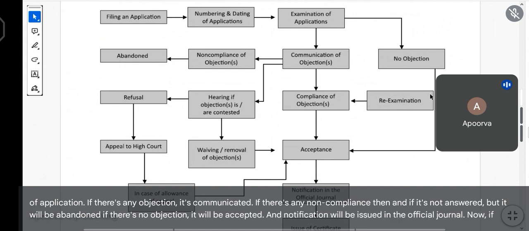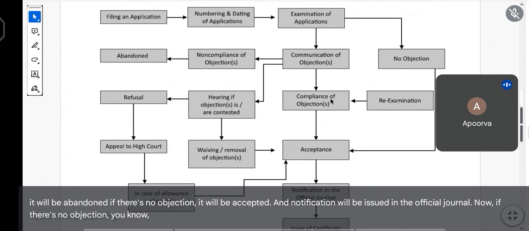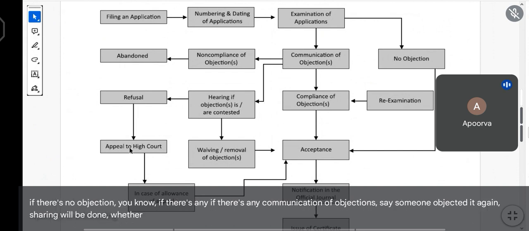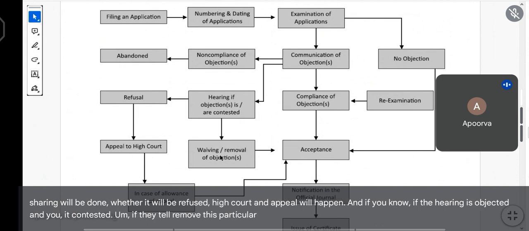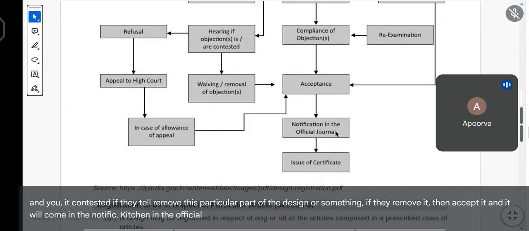Now, if there's any communication of objection, say someone objected to it, again, a hearing will be done. Whether it will be refused, High Court, and appeal will happen. And if the hearing is objected and you contested, if they tell you to remove this particular part of the design or something, if you remove it, then they accept it, and it will come in the notification in the official journal. And once it's done, they will issue a certificate.